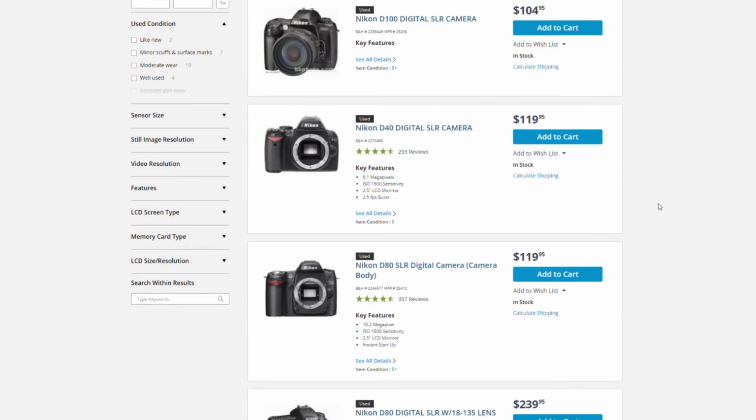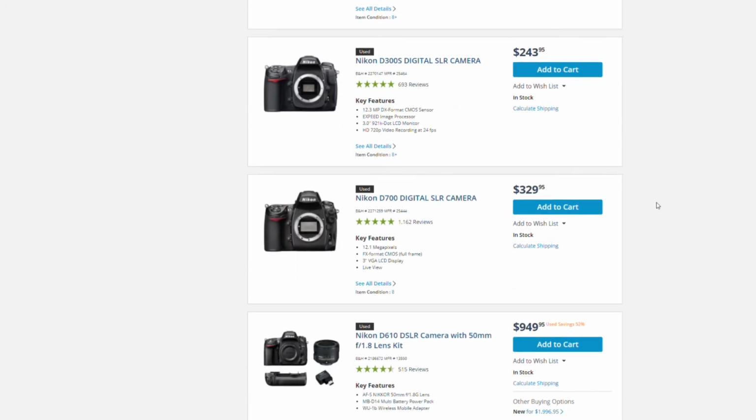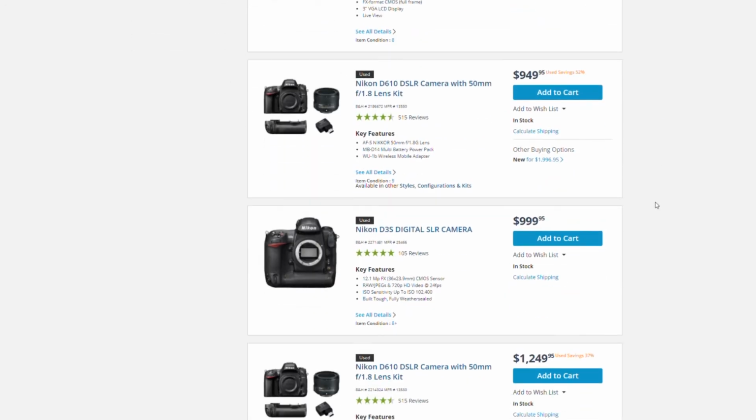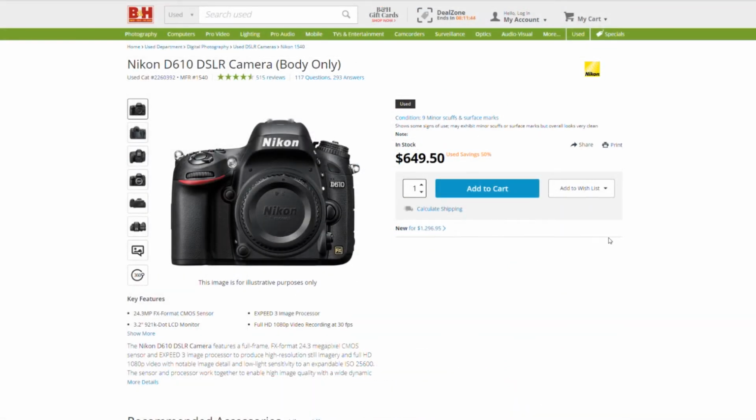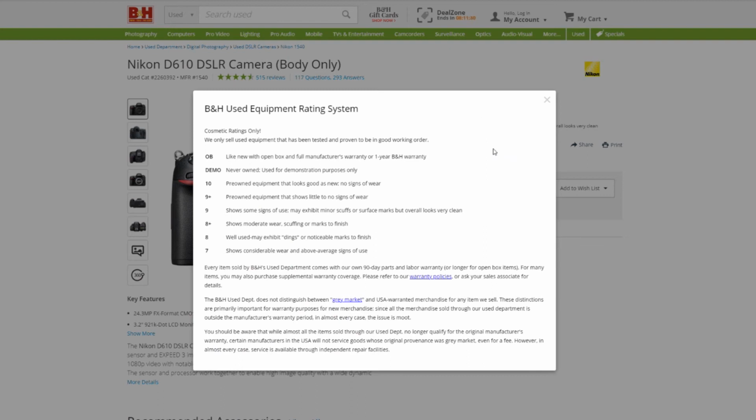Companies such as B&H and Adorama have a rating system which I've used in the past and I've found to be credible. It's important, guys, that you pay attention to these ratings, as they will be the ones which will tell you whether this camera is in good condition or bad condition. These will be what will help you to make a thought-out decision about your purchase.